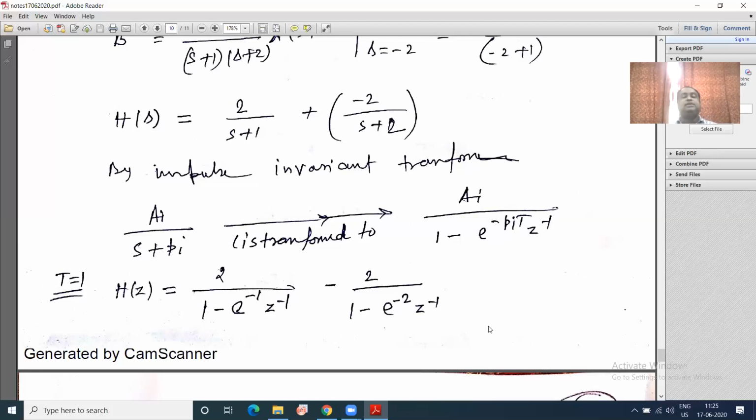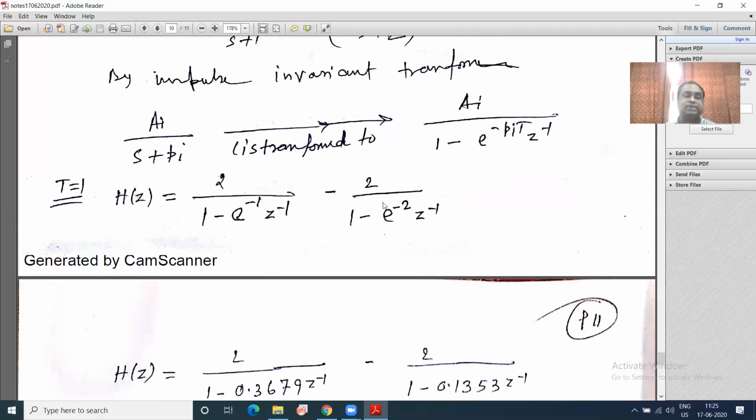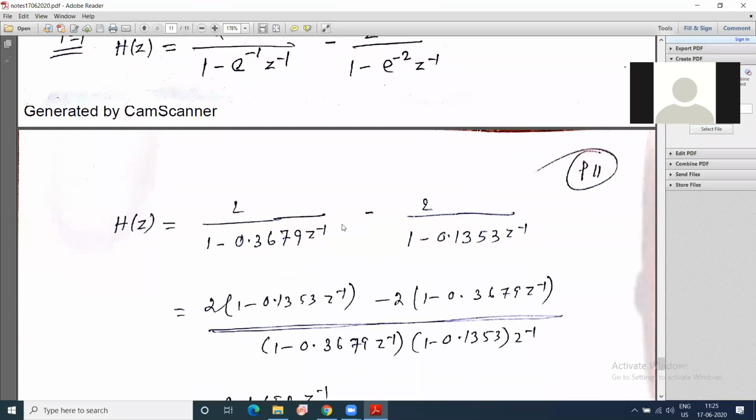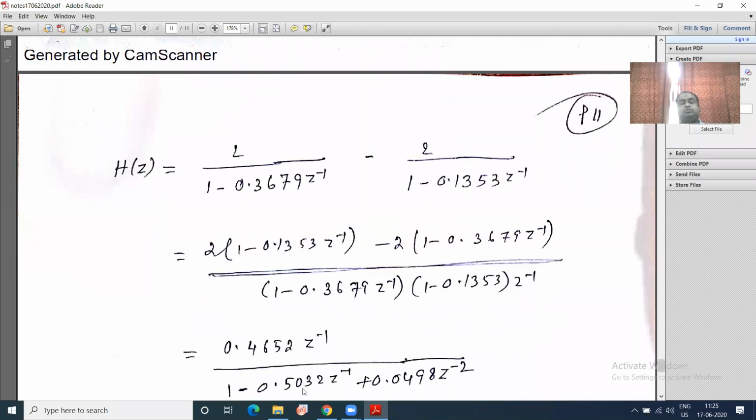Similarly, you can convert this, and then after you simplify, we will get this H(z) equal to 2 into this. If you simplify this, you will get this.